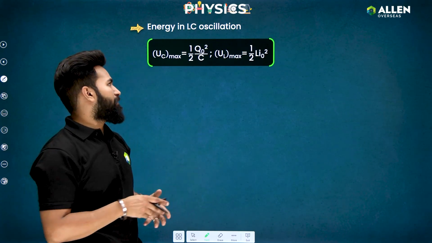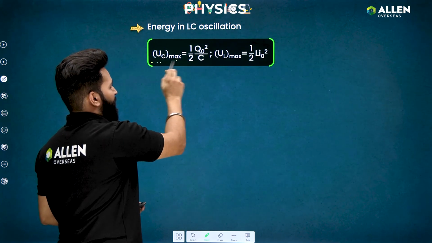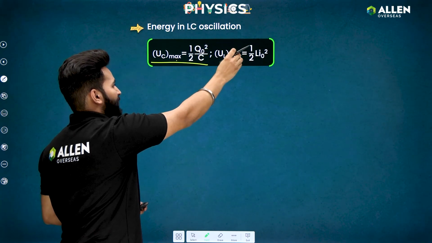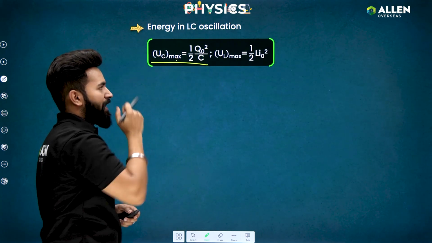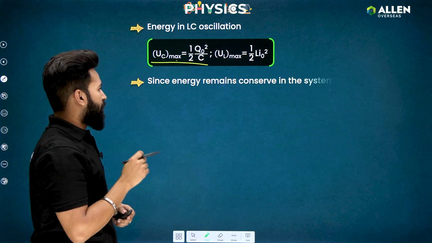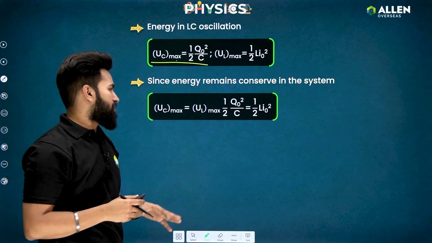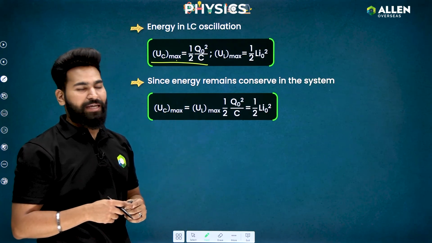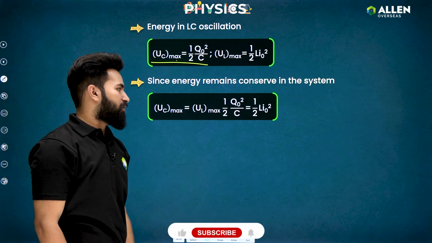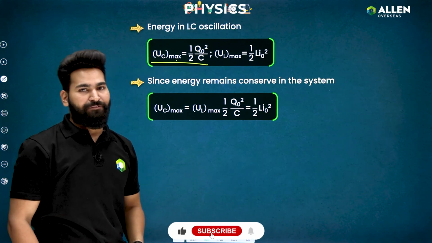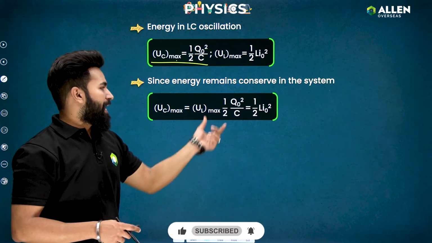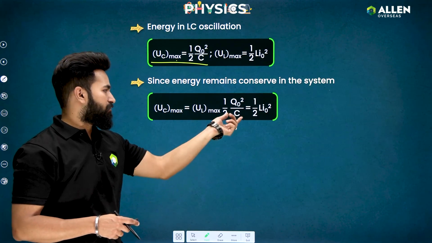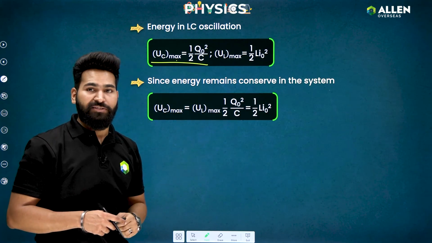So whatsoever will be the maximum energy stored in the capacitor, Q naught square by 2C, and the maximum energy stored in the inductor, that is half L I naught square. According to the energy conservation in the system, the maximum energy in the capacitor and the maximum energy stored in the inductor will be the same. So I can say that Q naught square by 2C will be equal to half L I naught square. Okay, and most of the questions will be simply done with just this energy conservation equation.